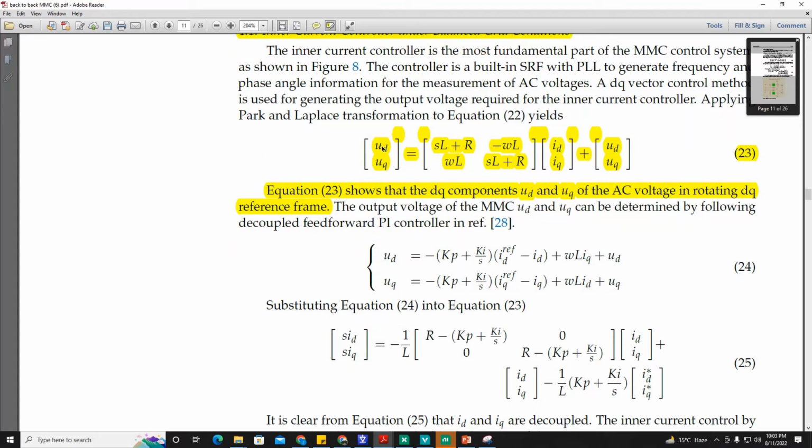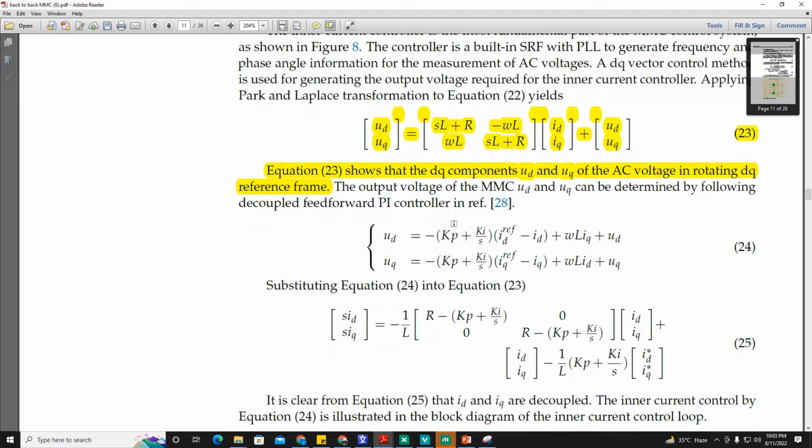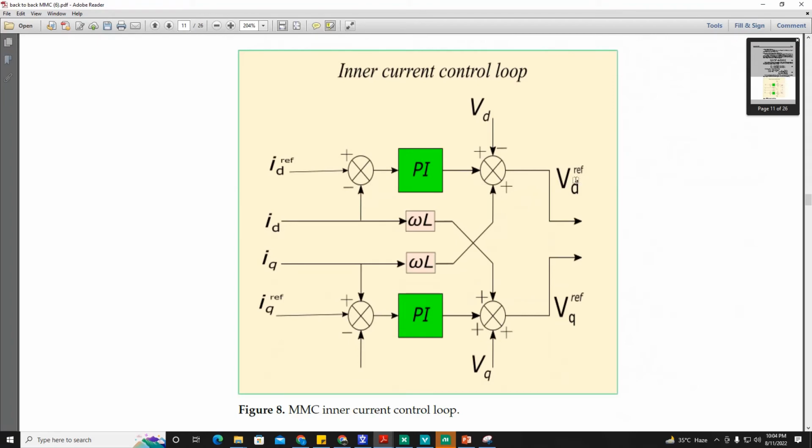As I already told you, if you finalize this equation, in reference 28 this equation of inner current control is finalized here. So here we can see that in inner current control, there are two input quantities. There are some input signals coming, like ID reference, IQ reference, and the output signals that you get out are UD and UQ, as discussed already. You can also write VD, VQ. So from this inner current control, two things will come as an output, which are VD reference and VQ reference, or UD reference, UQ reference.